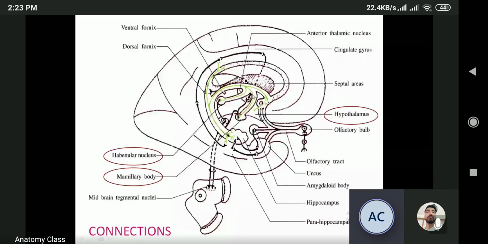Then it projects to the mammillary body of the hypothalamus, and from the mammillary body, it is projected to the anterior nucleus of the thalamus.